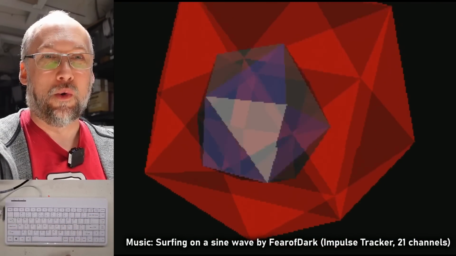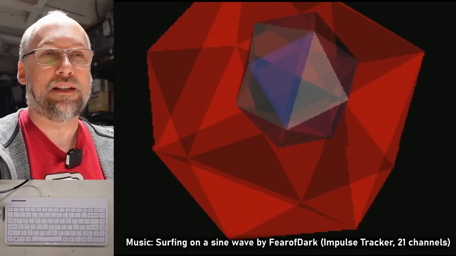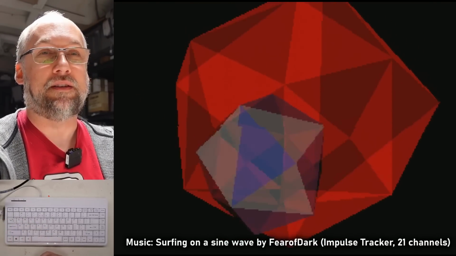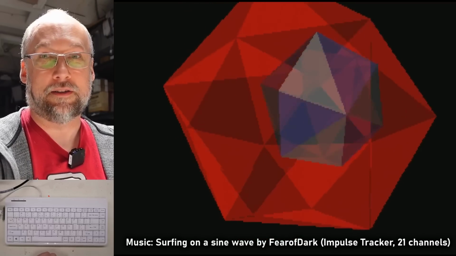It looks so cool. When I first saw this on a PC, I was completely blown away. This is something you would see on an Amiga demo, but never on a PC. And really, it blew my mind.